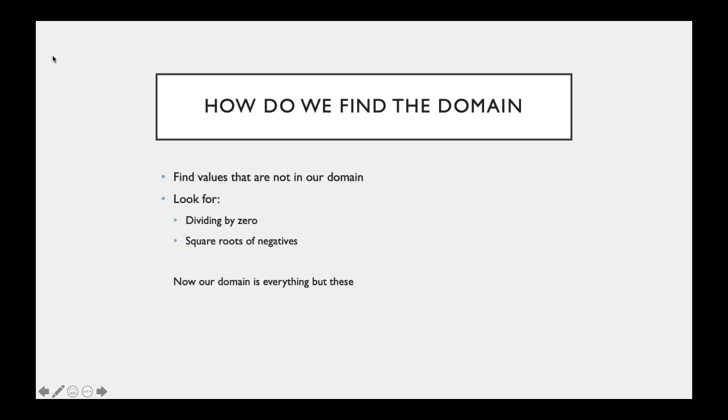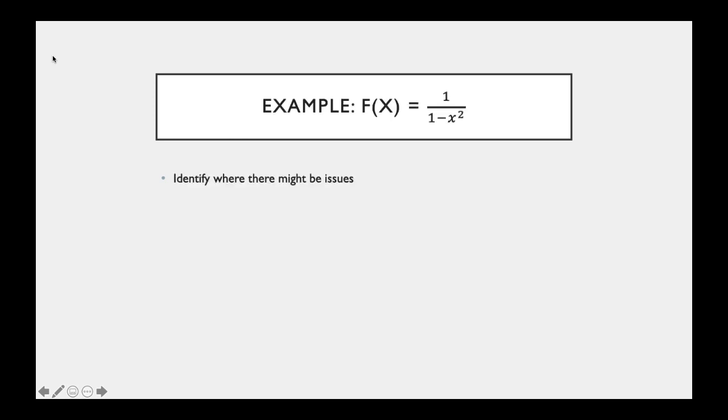So let's try an example on how to find the domain. We have f of x equals 1 over 1 minus x squared. We want to identify where there might be issues. Since we have an x value on the bottom of our fraction, there may be some x values which make us divide by 0, which is bad. That's one of those things we wanted to look for. So we want to solve for when the bottom is equal to 0. We're going to do 1 minus x squared equals 0. We're just going to take whatever's on the bottom of our fraction and set it equal to 0.